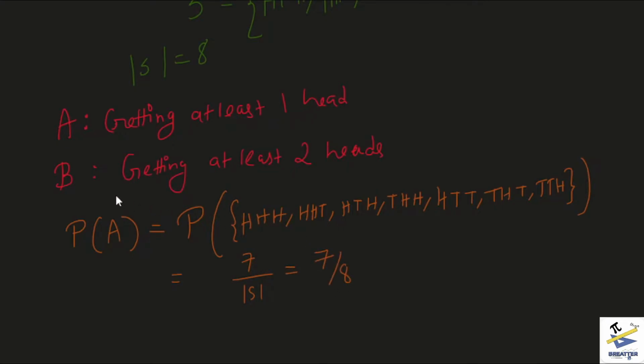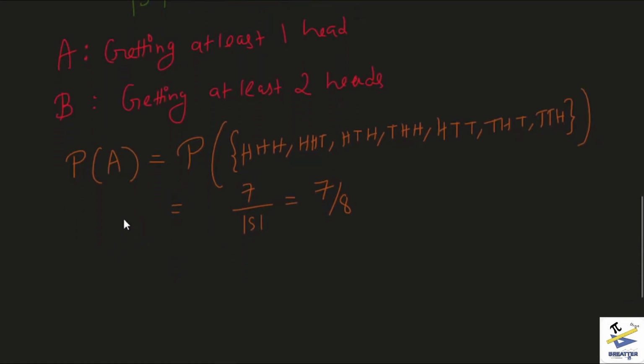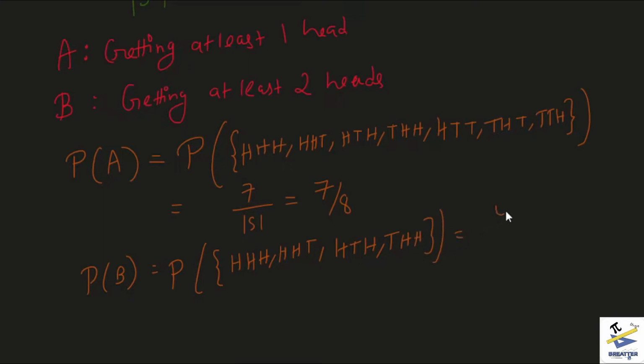Okay. What is the probability of B? The probability of B would be the probability of the set where you have at least two heads, which is HHH, HHT, HTH and THH. This gives me 4/8, which is 1/2. So this gives me the probabilities of A and B.